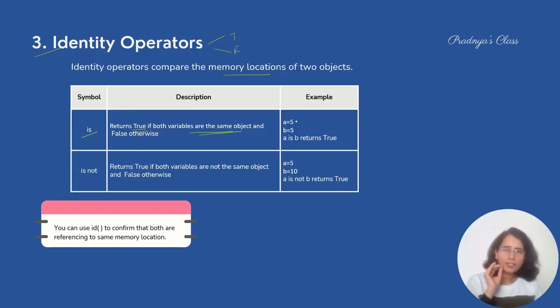Look at the first assignment statement. We are initializing 5 to a variable A. So the 5 will get stored in one cell which will have some unique address. I am taking some random number.